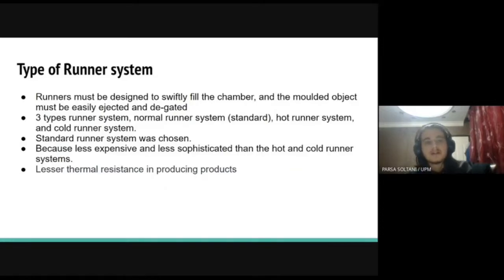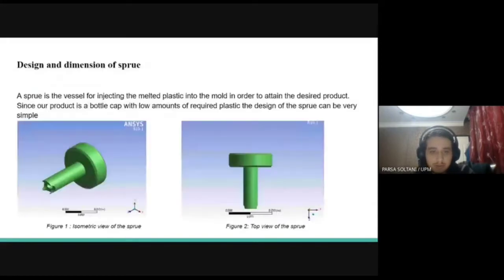All right, so first we have the type of runner systems. So first of all, what are runners? Runners must be designed to swiftly fill the chamber, and the molded object must be easily ejected and degated. There are 3 types of runner systems: normal runner systems, hot runner systems, and cold runner systems. For our project, we used the standard runner system, because it's cheaper and less sophisticated than the hot and cold runner systems, and it has lesser thermal resistance in producing the product.